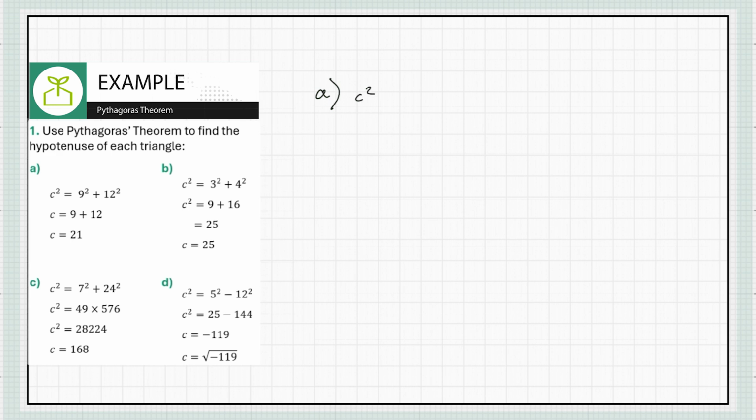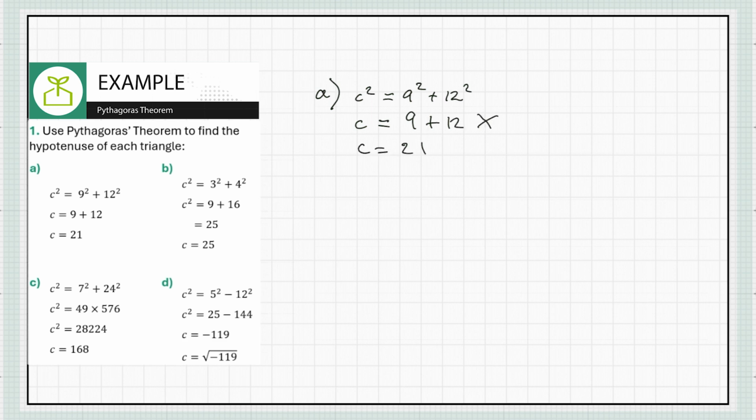So in our first one we have c squared is equal to 9 squared plus 12 squared. So it looks like their first line is fine. The hypotenuse will be equal to the summing of both sides, square of both sides. So then they've gone c is equal to 9 plus 12, and then they've said c is equal to 21.